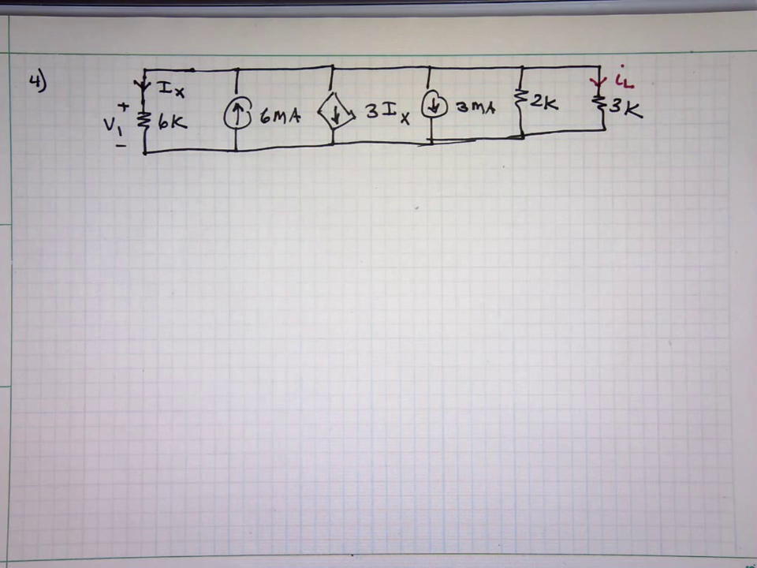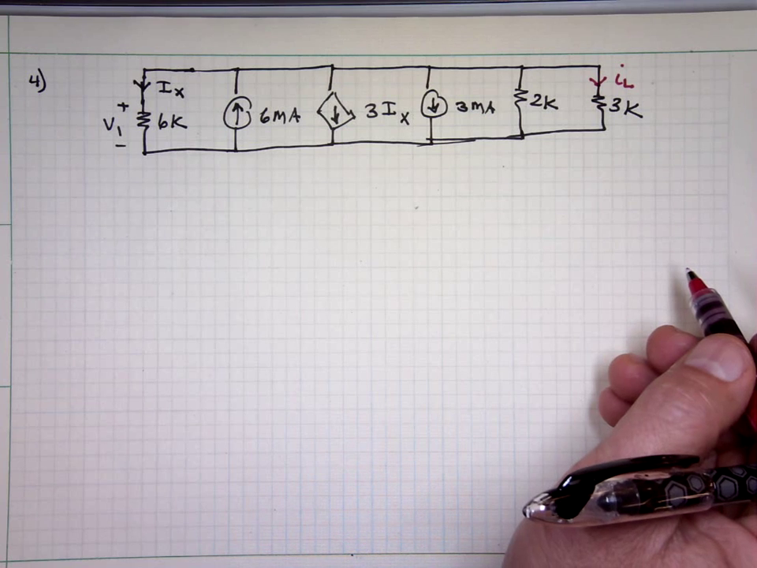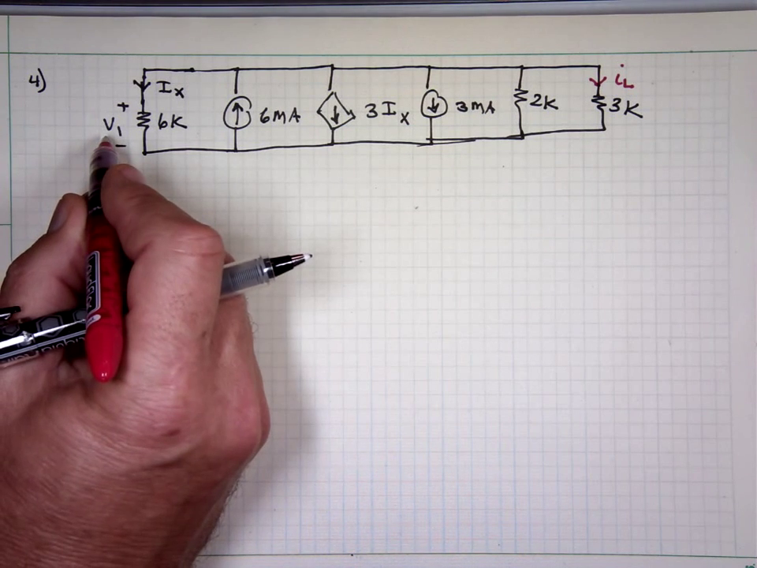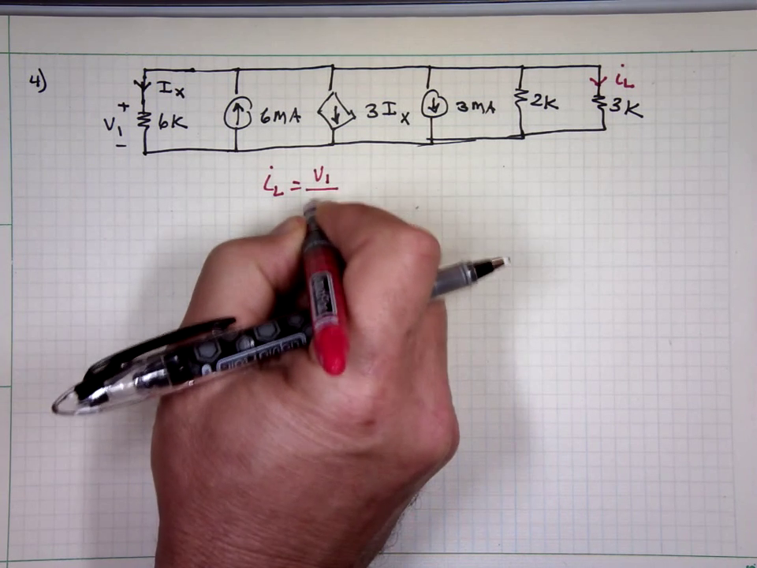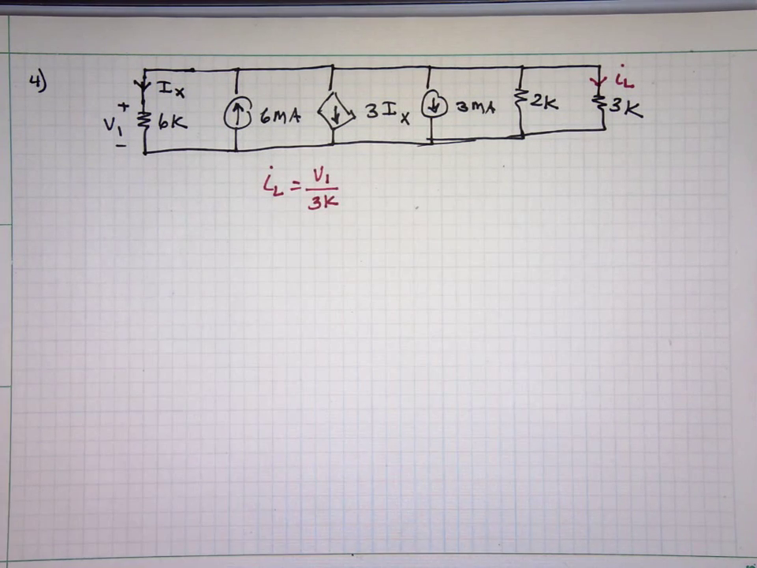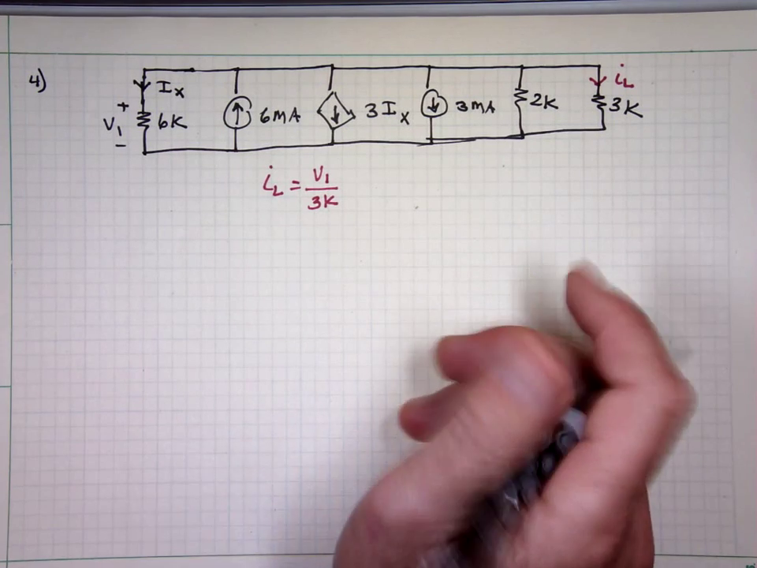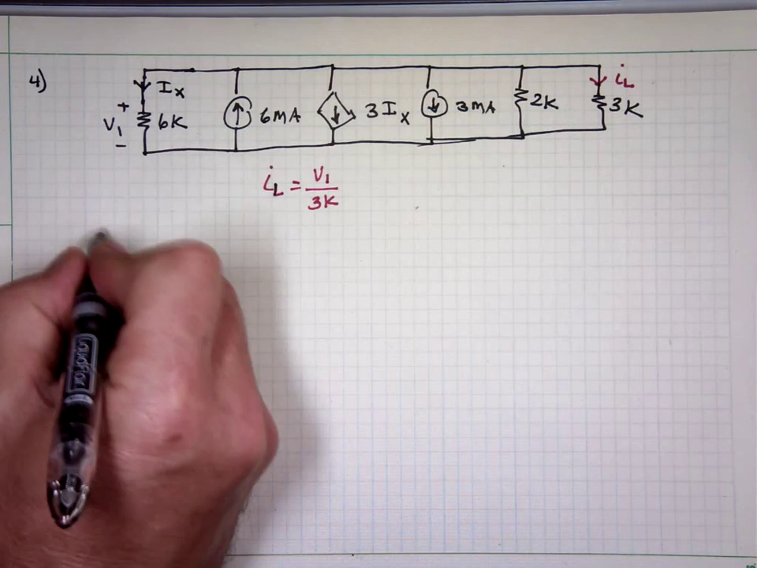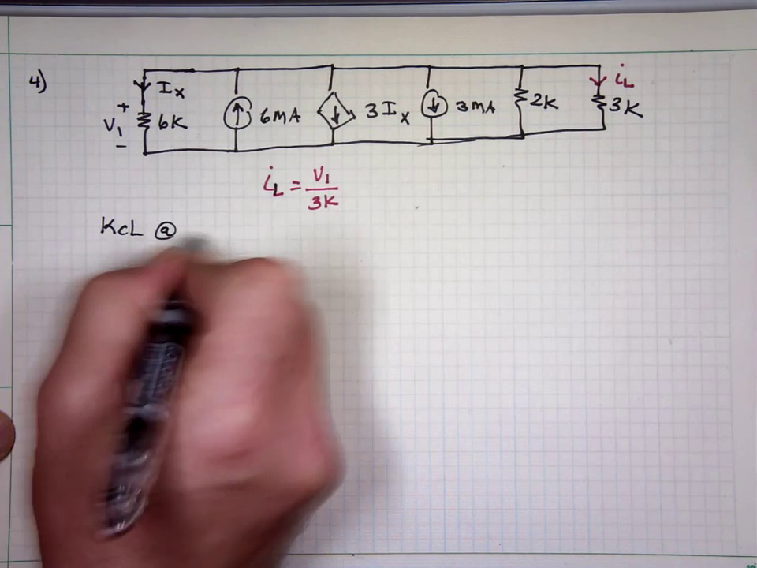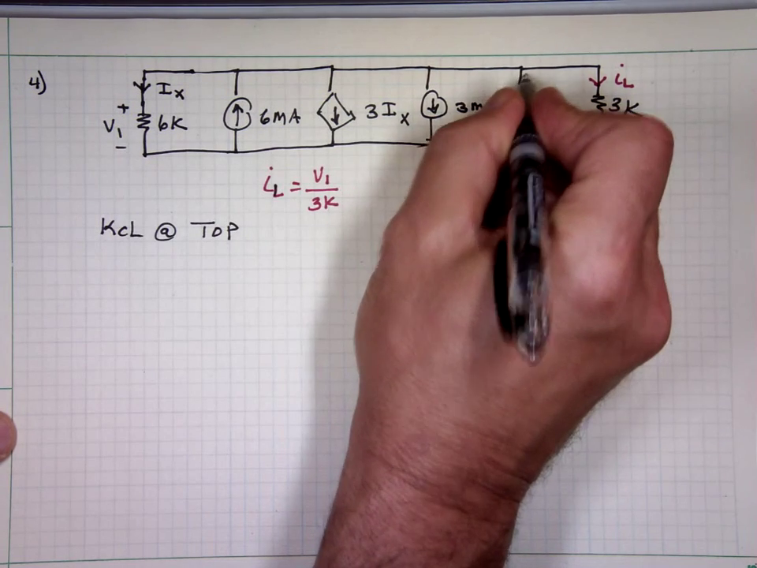Well, if you look, all these 1, 2, 3, 4, 5, 6 elements are connected how? Parallel. They have the same voltage, which is what? V1. So I sub L is equal to V1 divided by 3K. So if I know what V1 is, I'm done. I can find I sub L and I sub X. So now, KCL at the top. All the currents are labeled except here. We'll call this I sub Y.